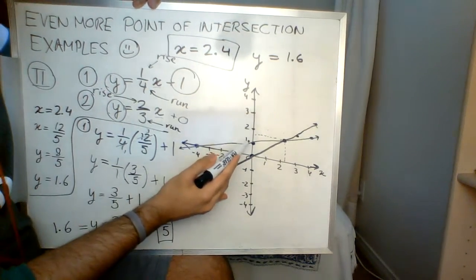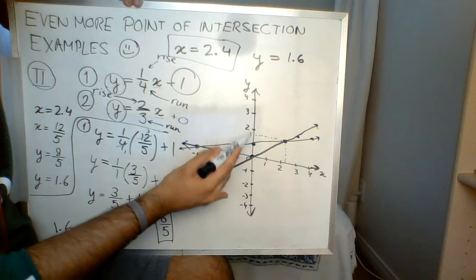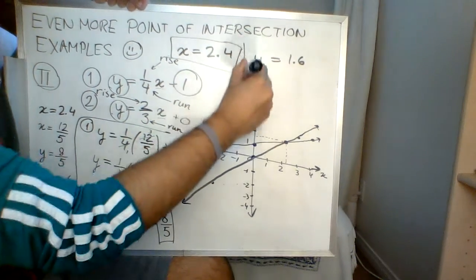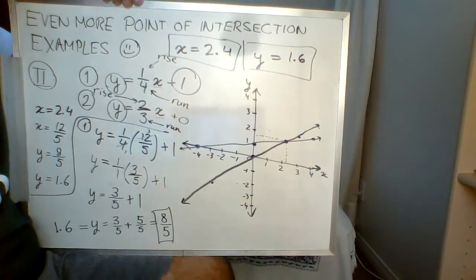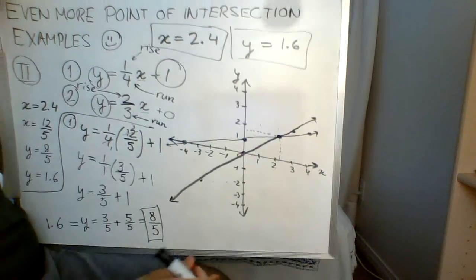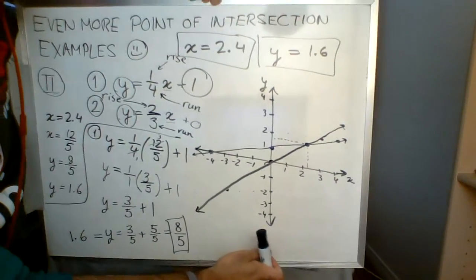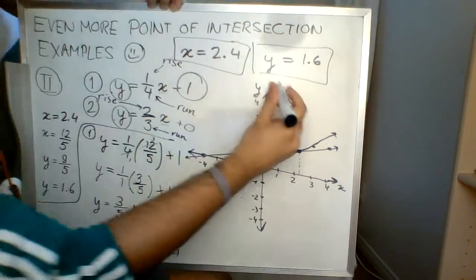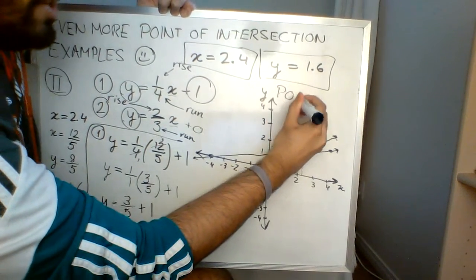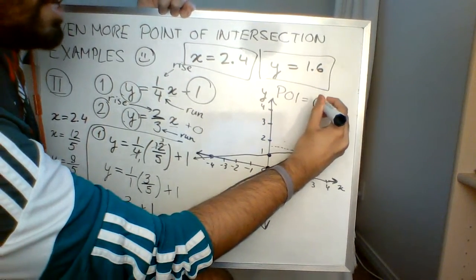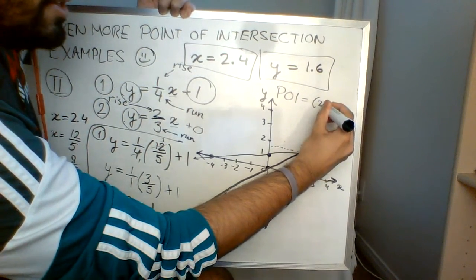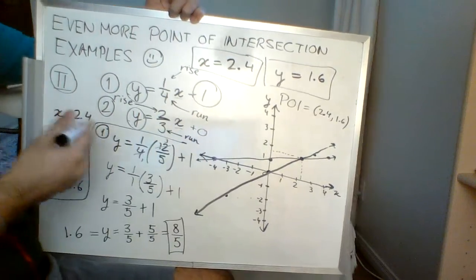And then for the y-axis, the y coordinate is somewhere between 1 and 2 and leaning a little bit in the direction of 2. So that also kind of makes sense. Alright, so there we go. That's our point of intersection for this example. So then you could say that your point of intersection, POI, is at 2.4, 1.6. Or you could put that in fractional form if you wanted.